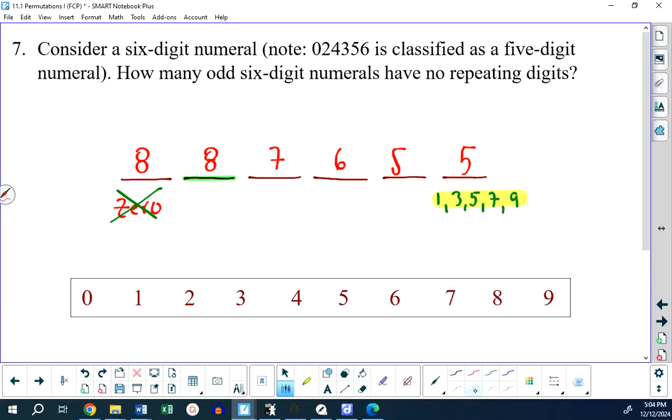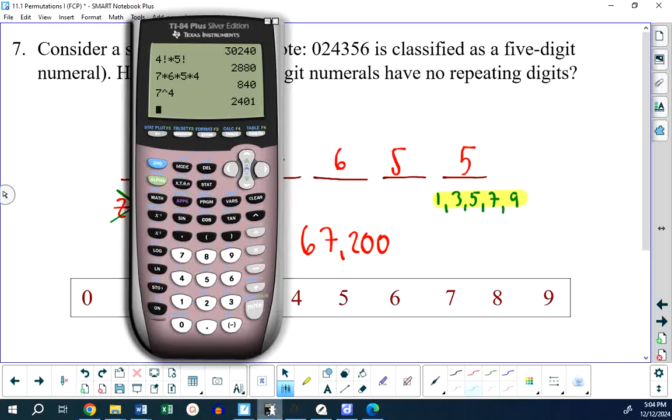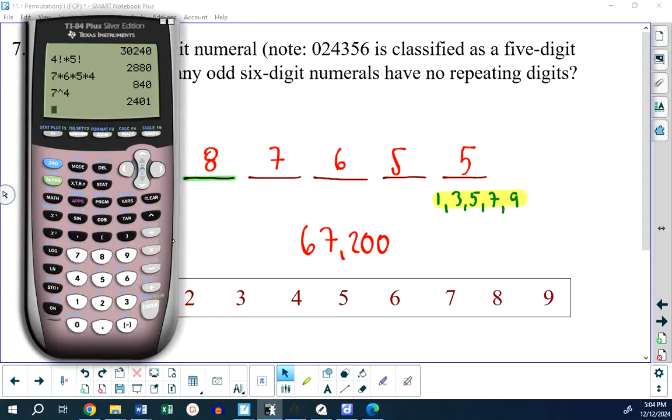And I have the answer figured out already. It's 67,200. I just want to double check that though. Eight times 8 is 64, times 7 times 6 is 42, times 5 times 5 is 25, and that's correct, 67,200.